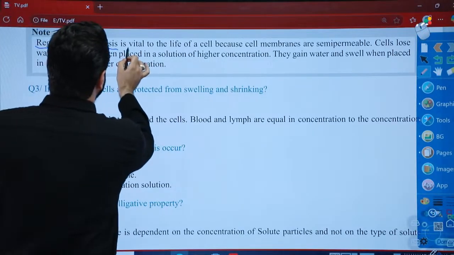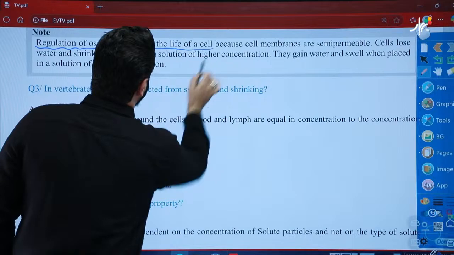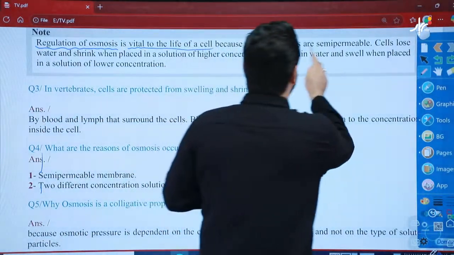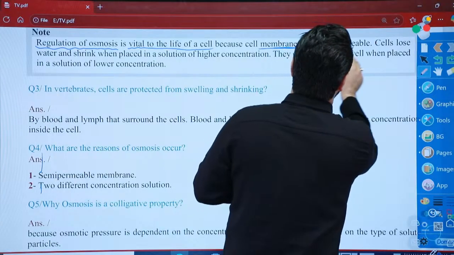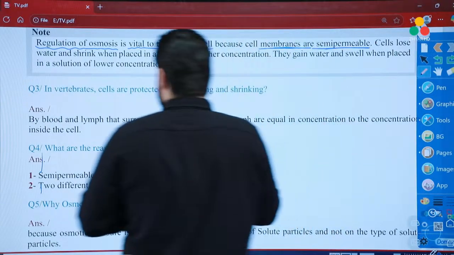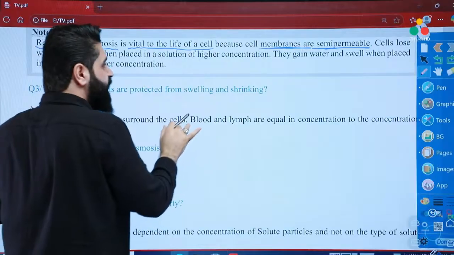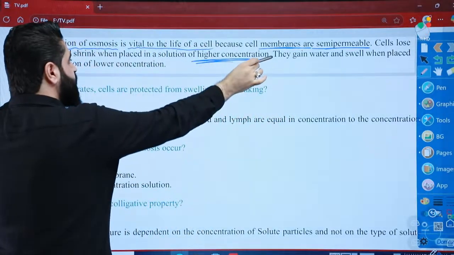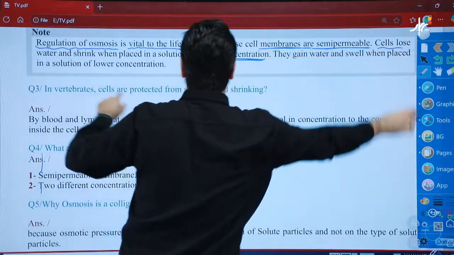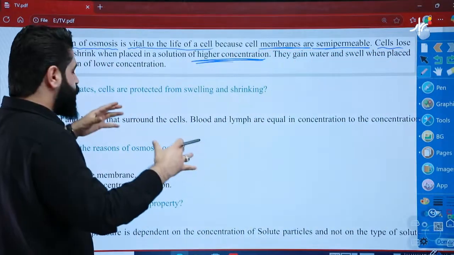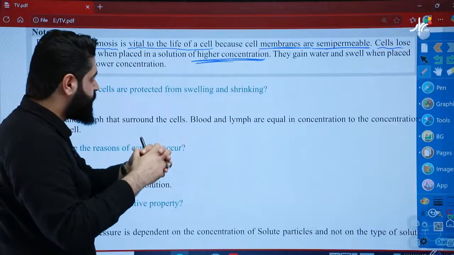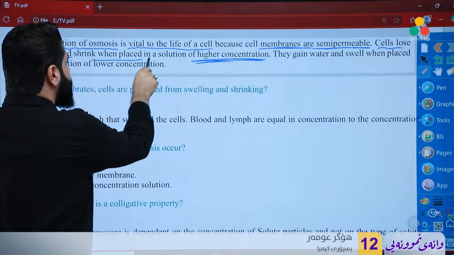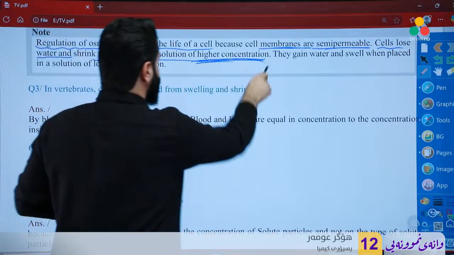Regulation of osmosis is vital to the life of a cell because, let's talk about the cells. The cell membranes are semi-permeable membranes. So if the cell goes somewhere that has a higher concentration, the cell loses water and shrinks, something like contract, shrink, when placed in a solution of higher concentration.